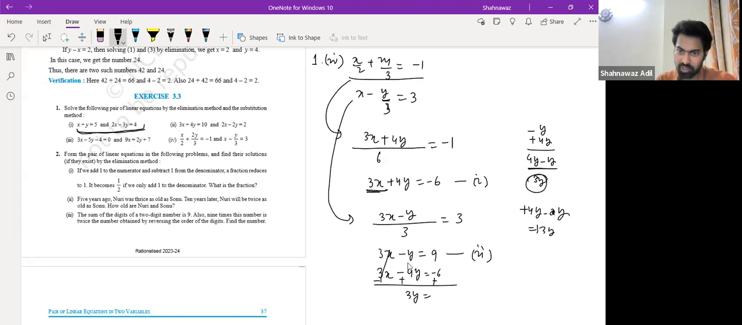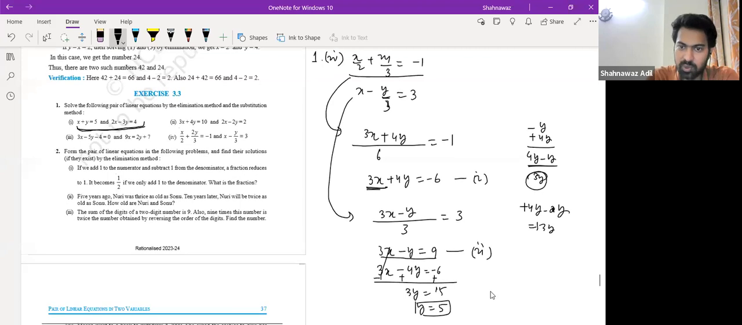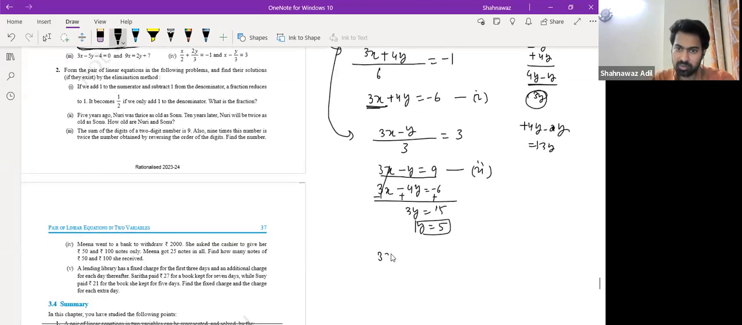15. Yes, 15. So y is 5, and we can calculate x from here, right? Where is that equation? From here, right? Yes, sir. So 3x minus y is 9. So 3x minus 5 is 9. So 3x would be 9 plus 5. So 3x is 14, x is 14 by 3.